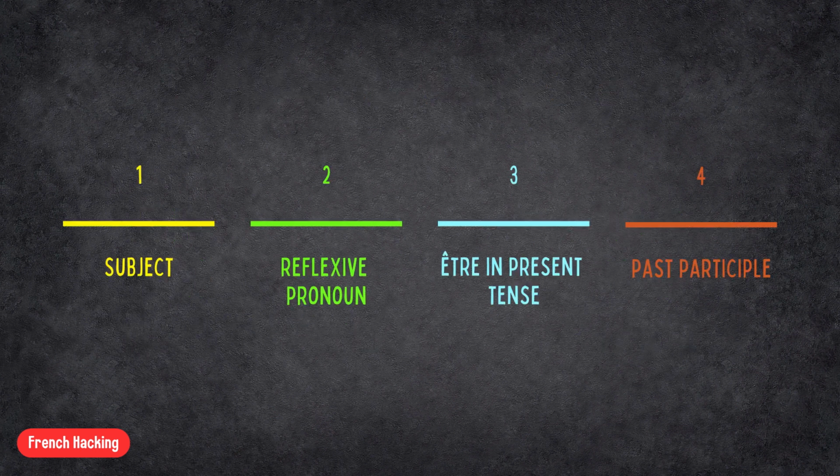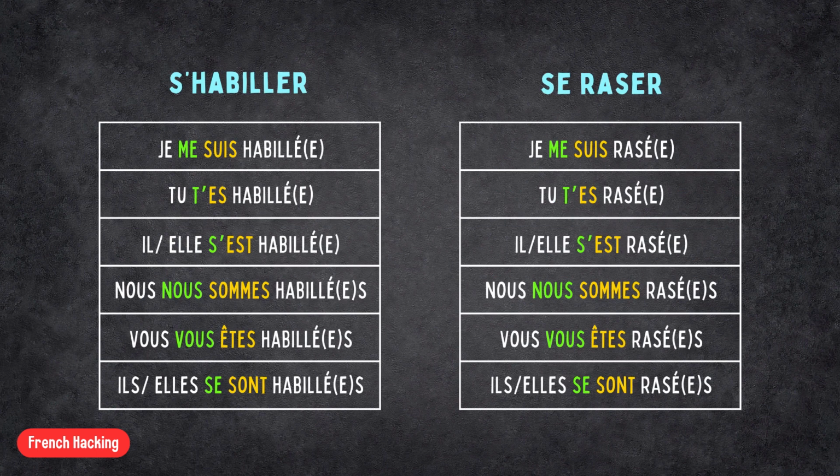The formula to conjugate reflexive verbs in passé composé is the following. Add the subject, add the correct reflexive pronoun, add the être in the present tense, and add the main verb in the past participle. For example, je me suis lavé. I took a shower. Here are two other examples.